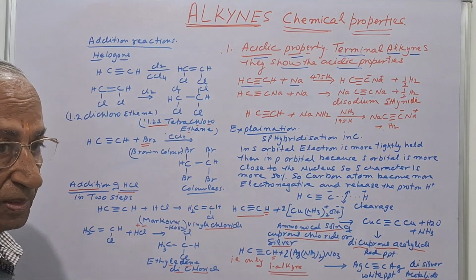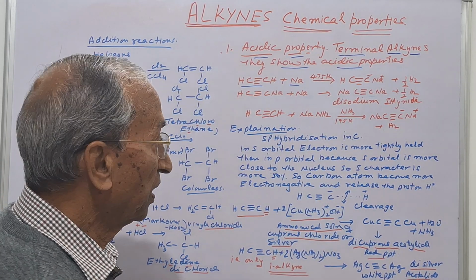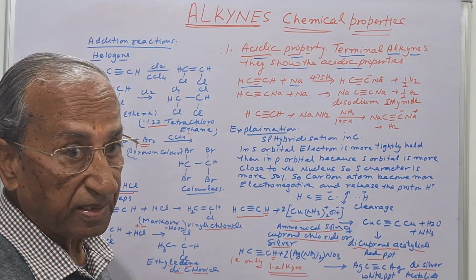Now if we take 2-alkynes, there will be no hydrogen atom on the triple-bonded carbon atom, so it will not show the acidic character.